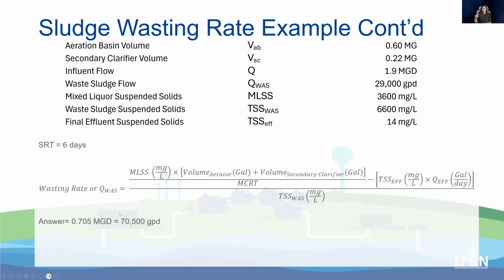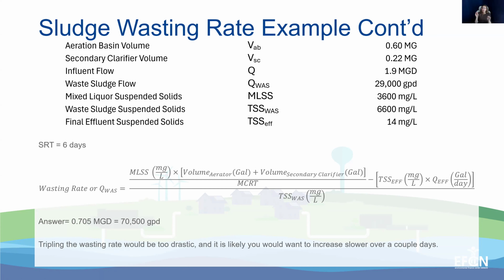We're not going to go through this too quickly because we don't have enough time, but I did want to show you how these variables could be plugged in. It is important to understand that 70,500 is quite a bit larger than that original QWAS, that 29,000 gallons per day. If we get something like this, we want to make sure that we don't exceed 10% of a process change per day. If we triple that wasting rate, it would be too drastic and we'd likely overdo it, so we want to increase our wasting over a couple of days to make sure that we're not upsetting the plant.